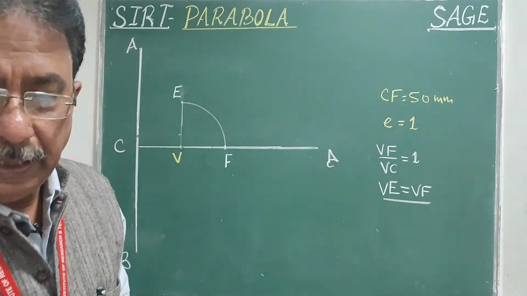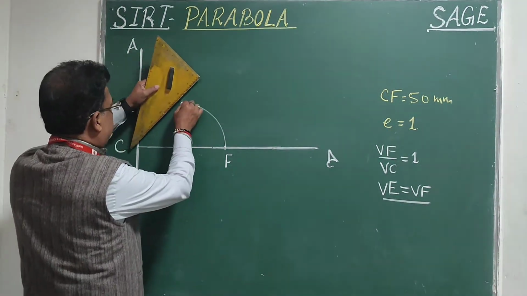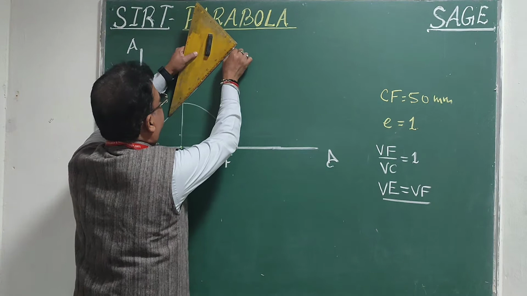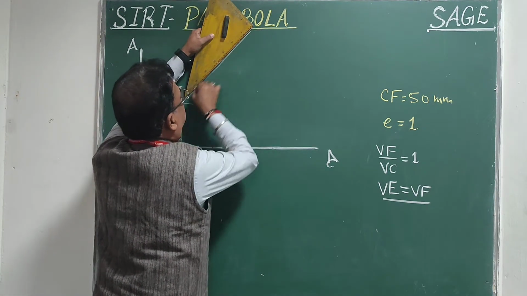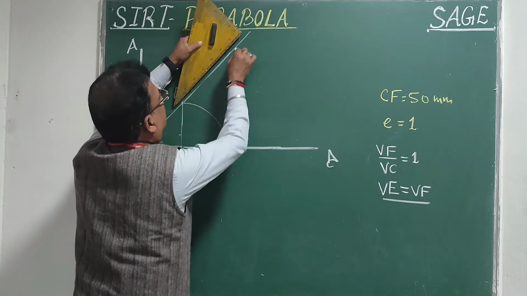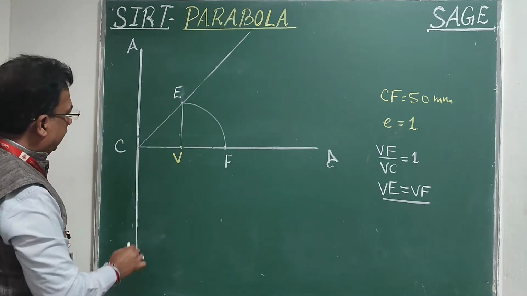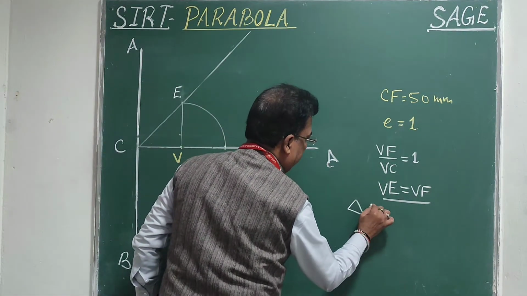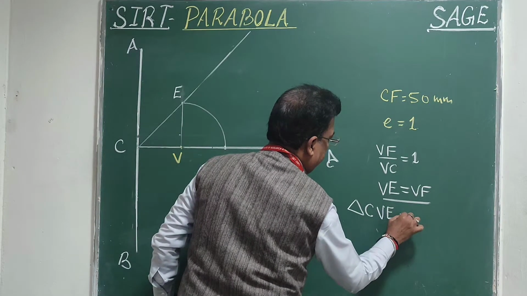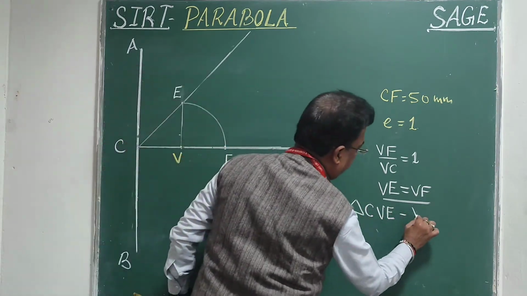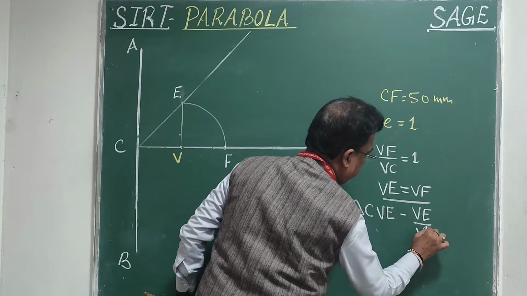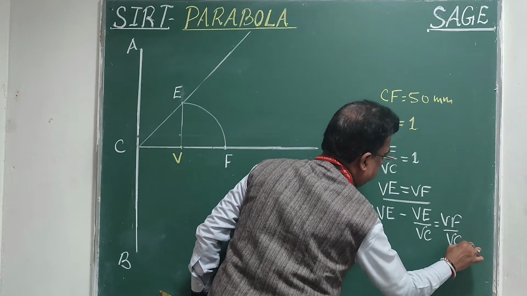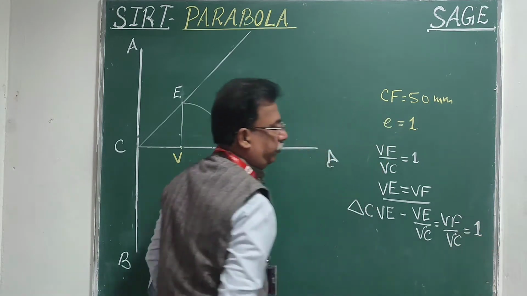Now after that I am going to join this point E with the point C by a straight line, and I will extend it further like this. Now look at this right angle triangle, triangle CVE. In this triangle, VE upon VC, as VE equals VF, is VF upon VC, and that equals 1.